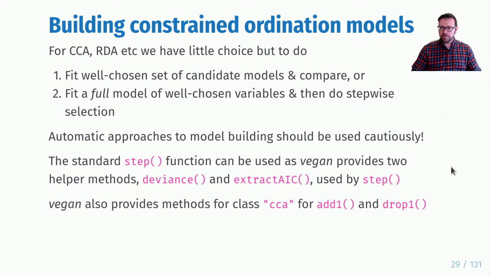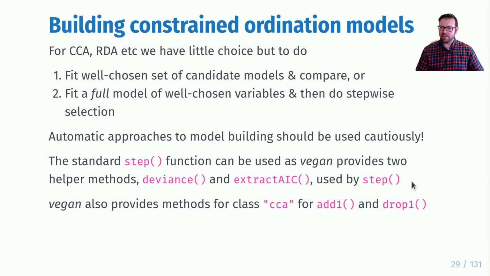If you want to do this, there is a standard function in R called step for doing stepwise selection, and that can be used because Vegan provides 2 things: a deviance function and an AIC extractor function that can be used by step.